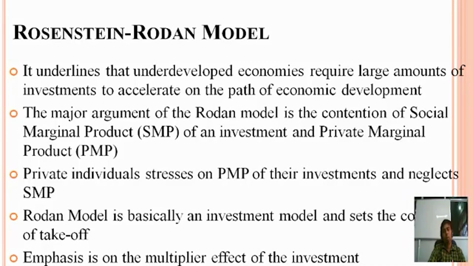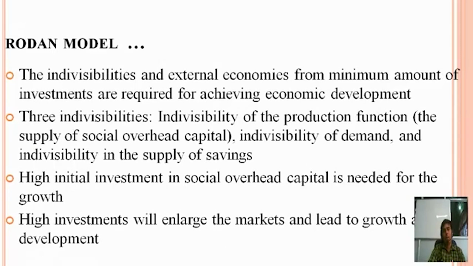So the Rosenstein-Rodan model is basically an investment model and sets the conditions of takeoff, and it emphasizes the multiplier effect of investment. The indivisibilities and the external economies from a minimum amount of investment are required for achieving economic development, and the three major indivisibilities of the production function are the supply of social overhead, indivisibility of demand, and the indivisibility in the supply of savings.